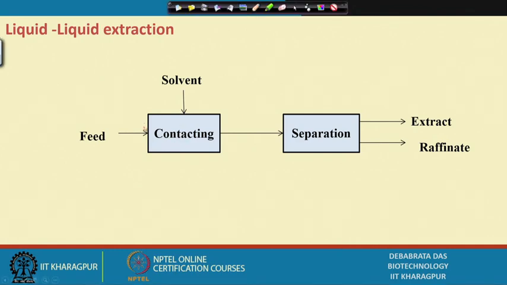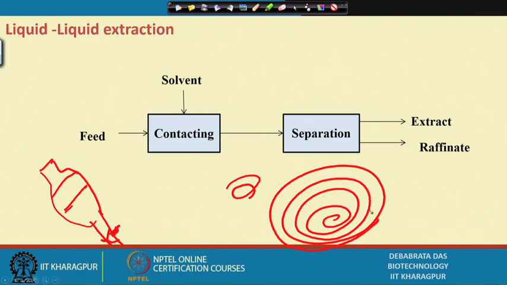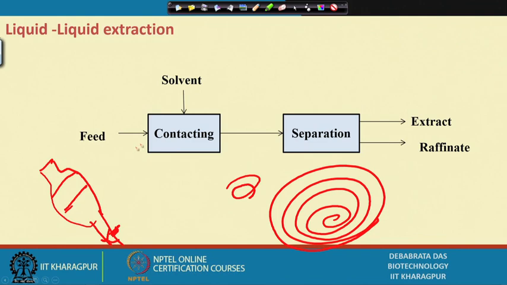Here, this is the feed and this is the solvent. In the lab, we use a separating funnel like this with a stopcock, where we can put the two solvents together, mix them by hand, and then separate one layer from the other. But in industry we cannot do that. In industry, we pass the liquids through a kind of wheel motion, so that the two layers continuously come in contact with each other, and finally we dispose them into a vessel, so that one layer can be separated from the other.